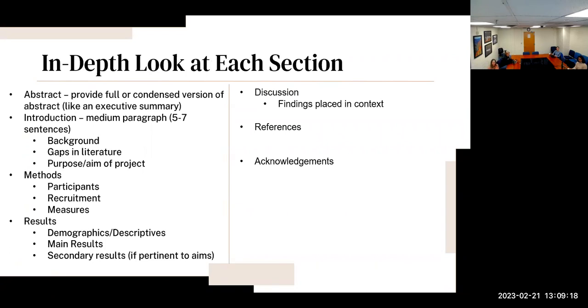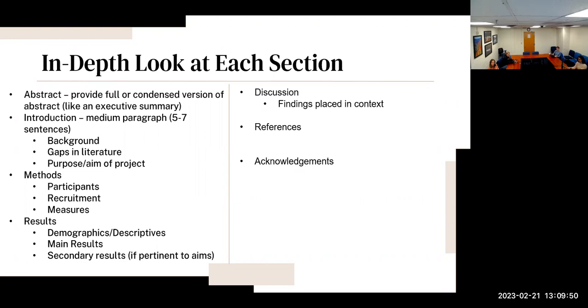Your abstract: you're going to have a full or condensed version of the abstract that you submit. So if you submit a 250 to 300 word abstract, you may not want all of that to be on your poster, because again, your poster should be about 300 to 800 words total. So you might have a medium-sized paragraph for your abstract, and then your introduction, another medium-sized paragraph, about 5 to 7 sentences.